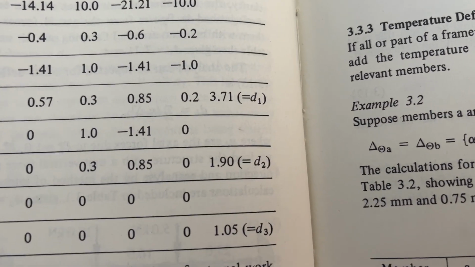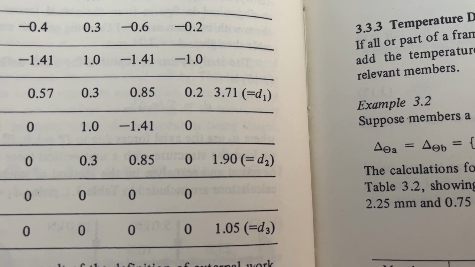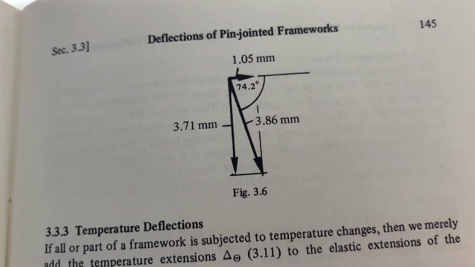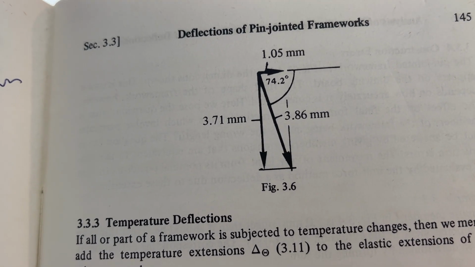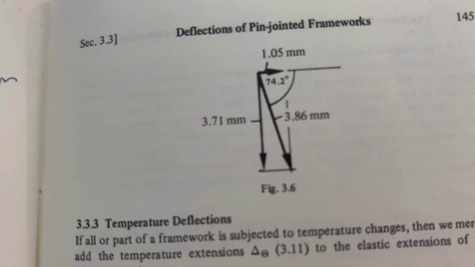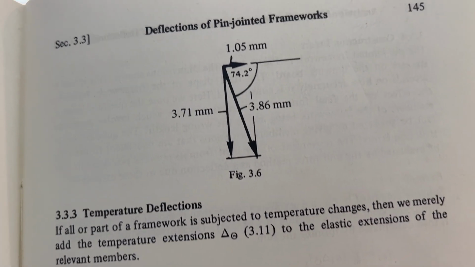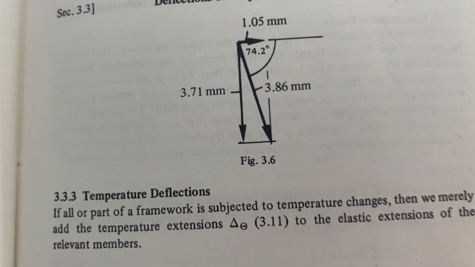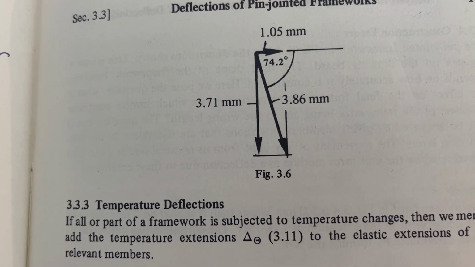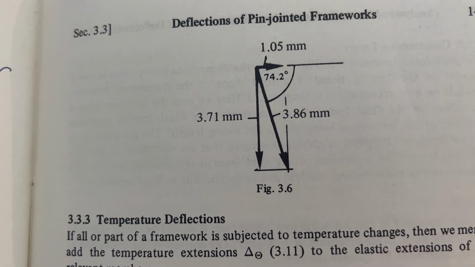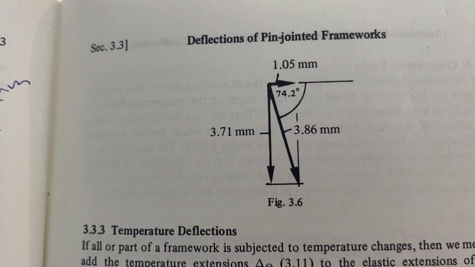And then you get that. So D1 is 3.71, D3 is 1.05, and you got 3.86. If you want, 3.86 equals the square root of 3.71 squared plus 1.05 millimeters squared.